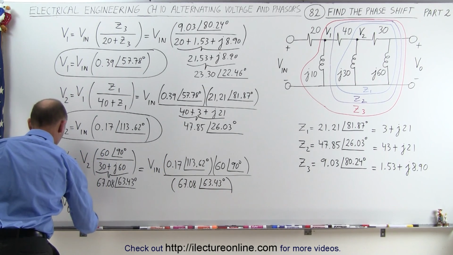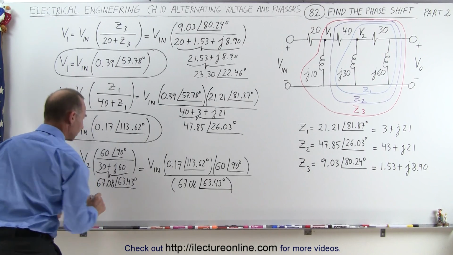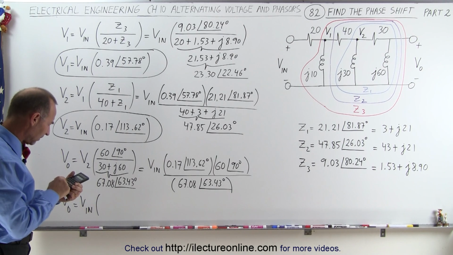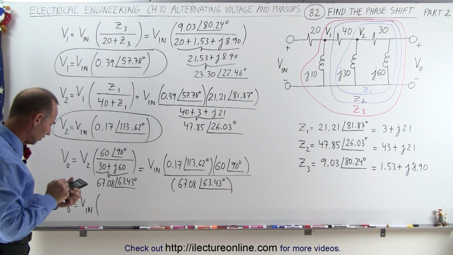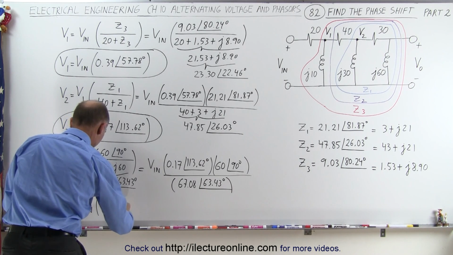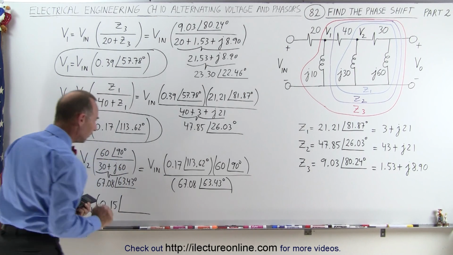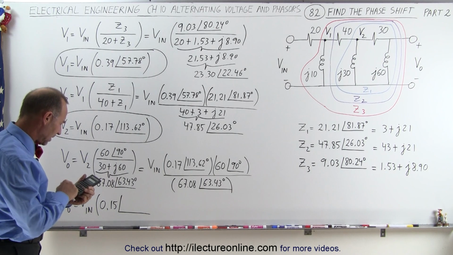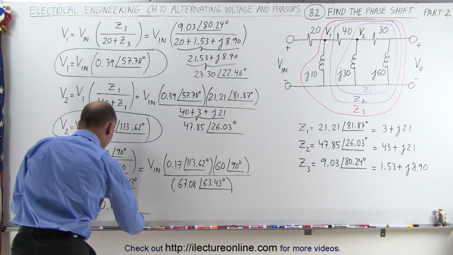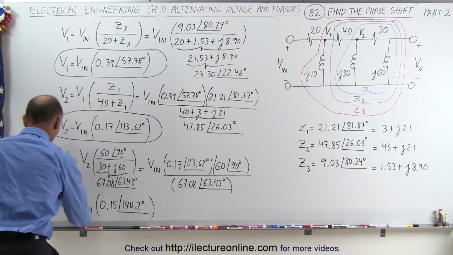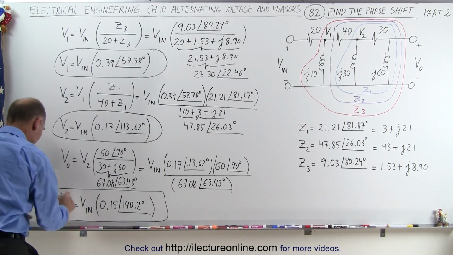So Vout is equal to Vin times 0.17 times 60 divided by 67.08, which equals 0.15, and a phase angle of 113.62 plus 90 minus 63.43, which is 140.2 degrees. And so there's the output voltage based on the input voltage.